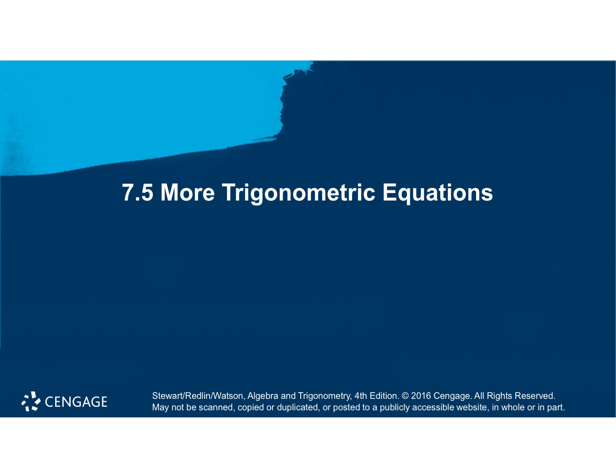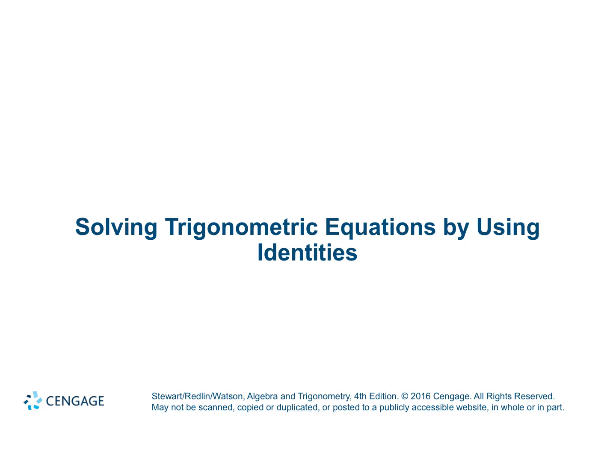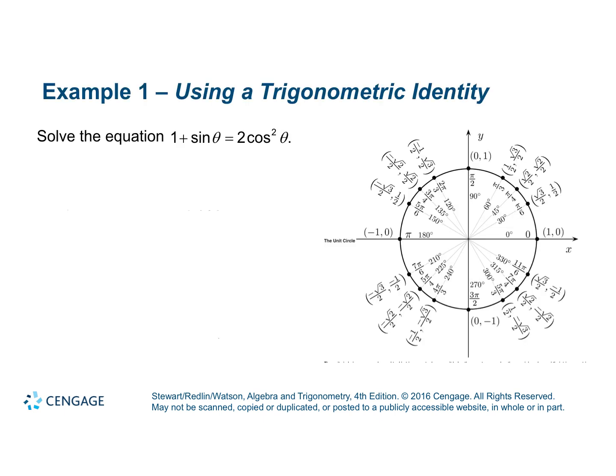We're going to go over 7.5, so more trig functions or more trig equations. We're going to be solving trigonometric equations by using the identities. So here we have the unit circle on the right. This will be provided for your test. I'm going to write the identity.